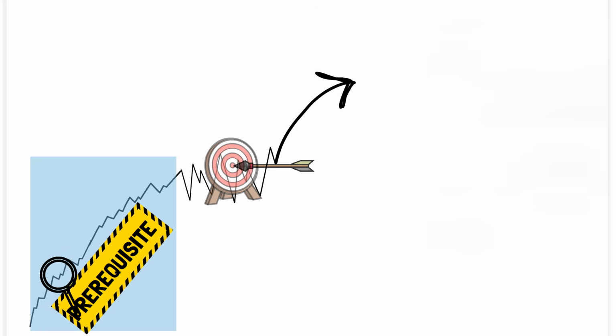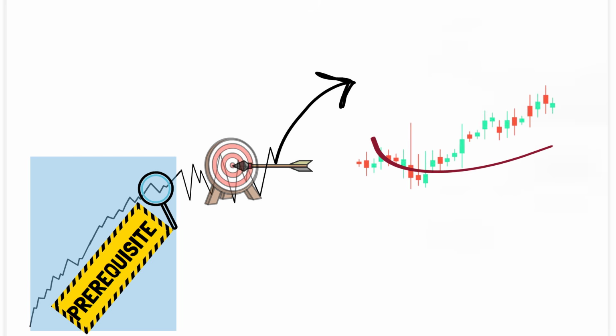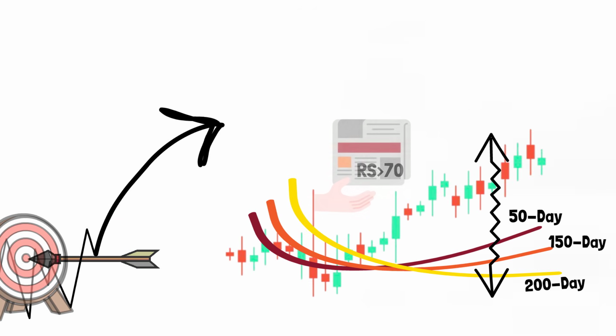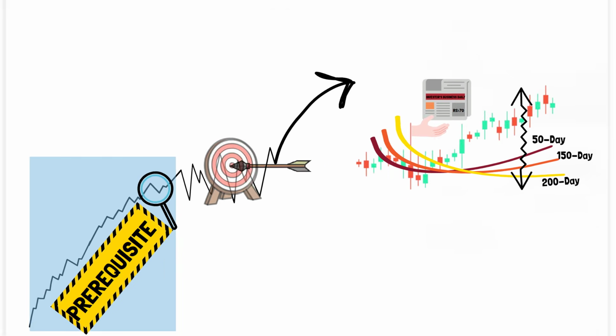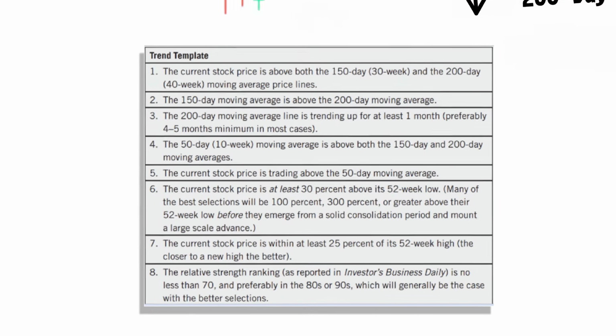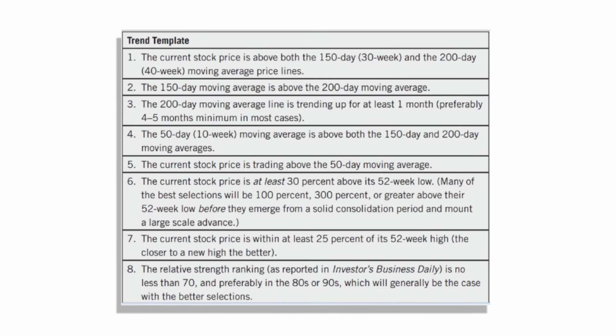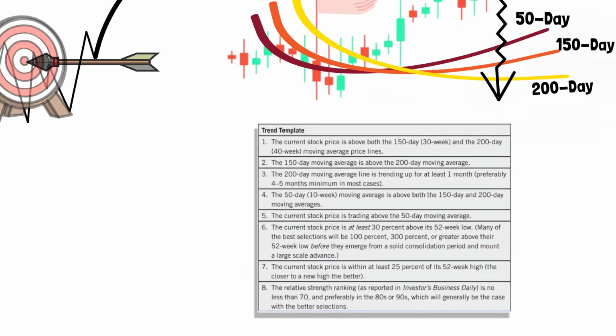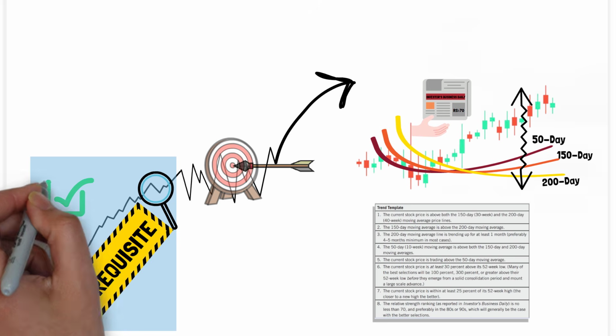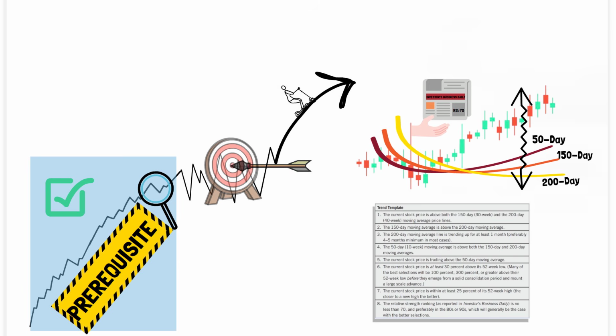Mark Minervini identifies trends using his trend template that emphasizes the position of the stock relative to three key moving averages: the 50-day, 150-day, and 200-day, the stock price's distance from the 52-week low and high, and its relative strength as published in the Investor's Business Daily. Here is the full template. Feel free to pause the video to get a full grasp of the rules. The basic idea is to find a trending price and join the next move up.